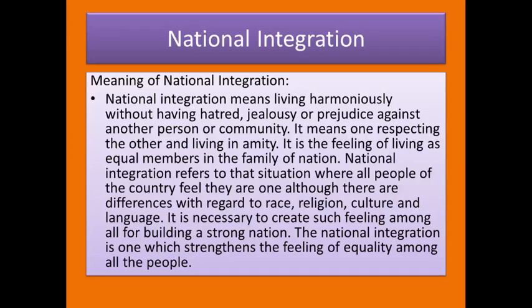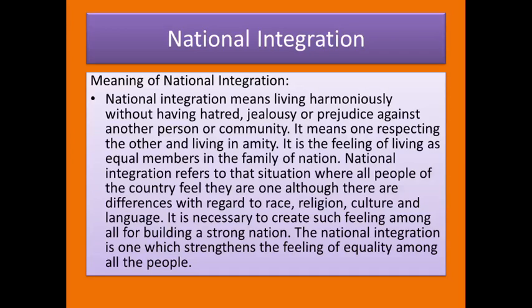So, national integration here means living harmoniously. You shouldn't have hatred towards one another. You shouldn't be jealous against another person or another community. You have to respect one another and live in amity. It is the feeling of living as equal members in the family of the nation.